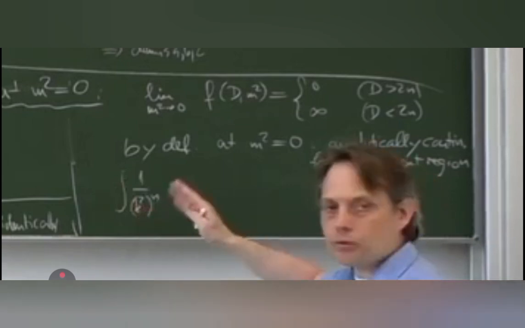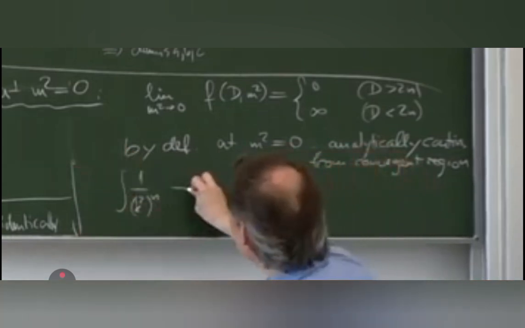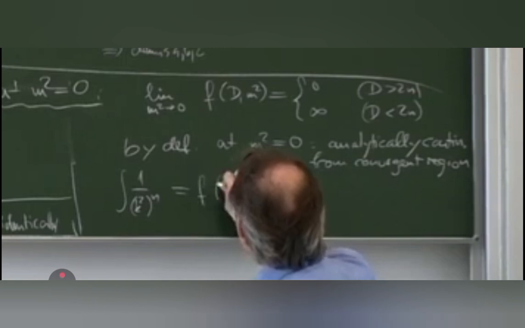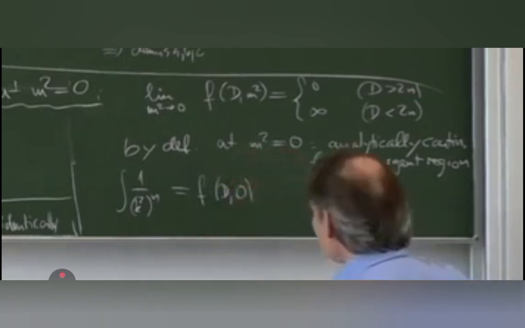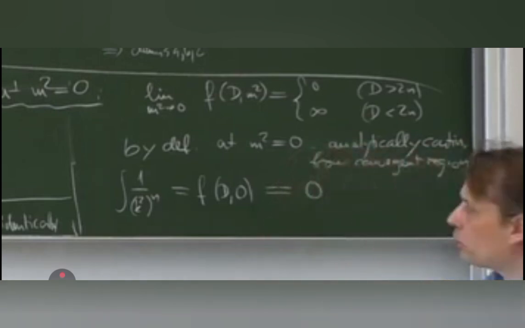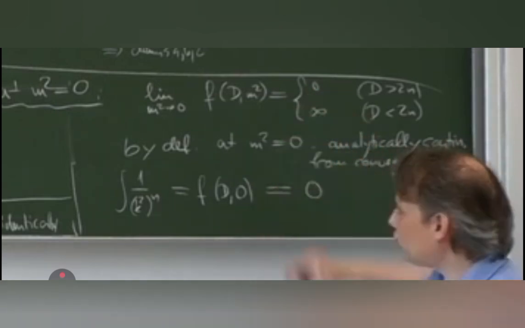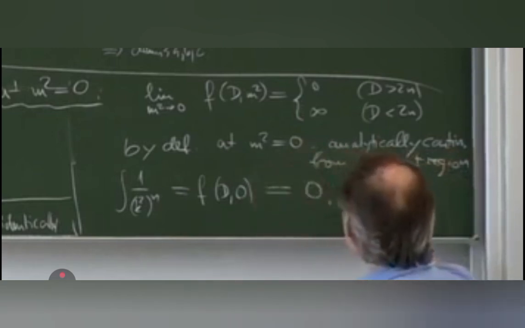So we set the mass to 0, and then we have exactly that integral, which is a scaleless integral that would be defined to be f of d and exactly a 0 argument, and this is defined to be 0 by analytic continuation from the region where it is actually mathematically 0. And that corresponds to the statement that scaleless integrals vanish.